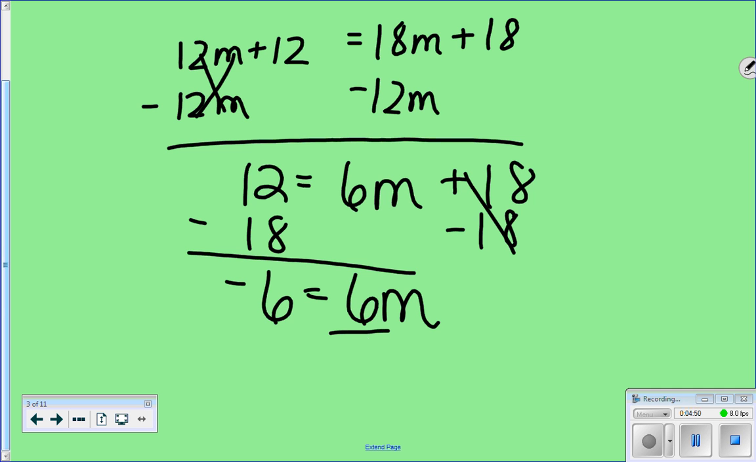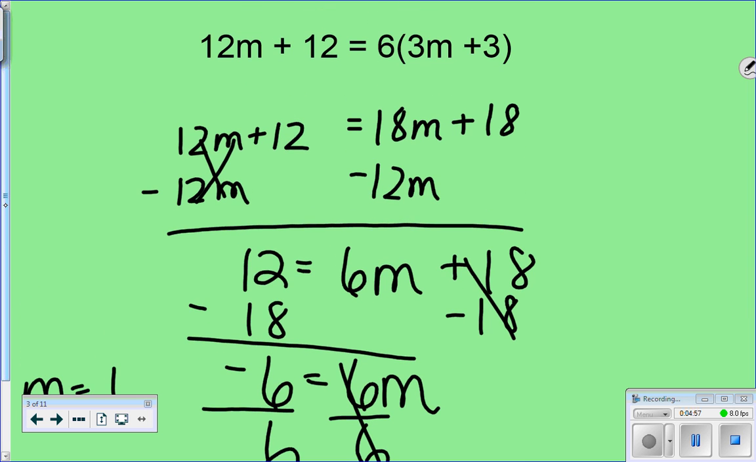Okay, I always need this. So if I take negative 6 divided by 6, m equals negative 1. So if I would go back to the top and I would put negative 1 in for the m's up there, my sides would be equal. Okay?